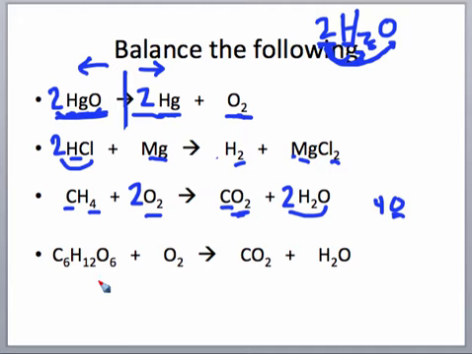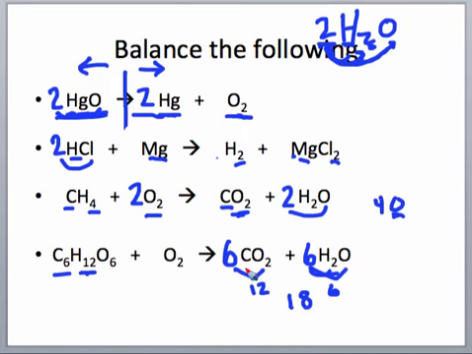If we look at the next one, we can balance those carbons first. So over here I have 6. So I need 6 over here, so I'm going to put a 6 there. Hydrogens, I have 12. So to get 12 over here, I need a 6. 6 times 2 is 12. Now my oxygens, I have 2 and 6, which is 8. But over here I have 6 times 2, which is 12. And then 6 times 1, which is 6. So I have a total of 18 oxygens on the right side.